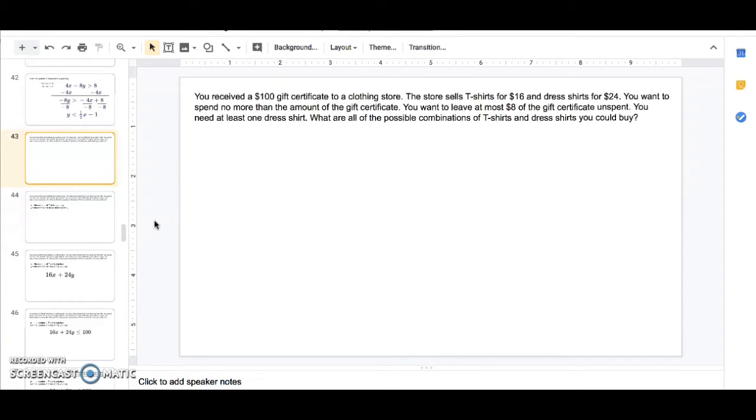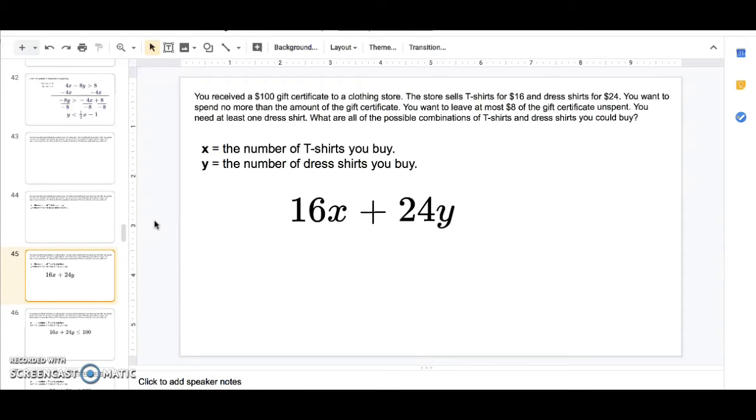To do that, we need to establish x and y. We see we're dealing with t-shirts and dress shirts. So let's let x equal the number of t-shirts we buy and y equaling the number of dress shirts that we buy. And if we're selling t-shirts for $16 and dress shirts for $24, then each shirt would be $16 times the amount of t-shirts, so it'll be 16x plus 24y, because it'll be 24 times the amount of dress shirts.